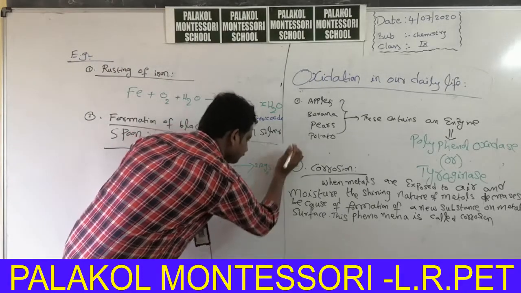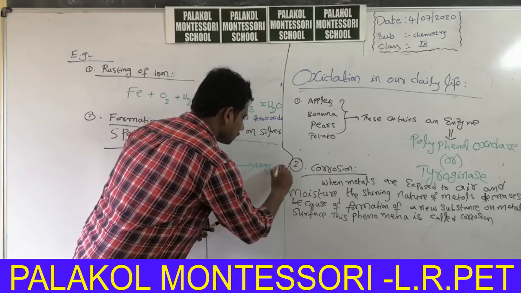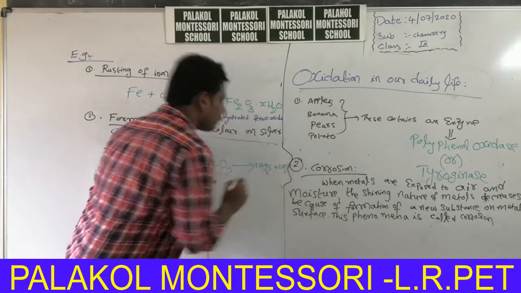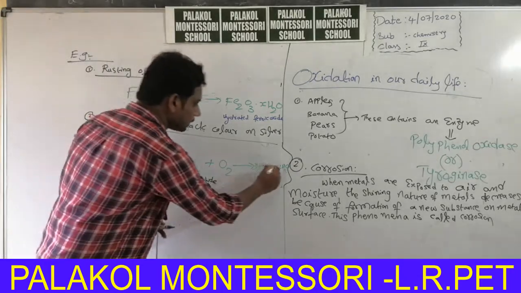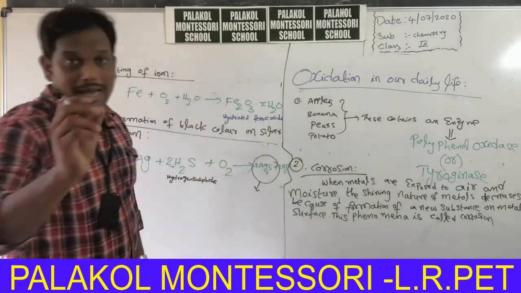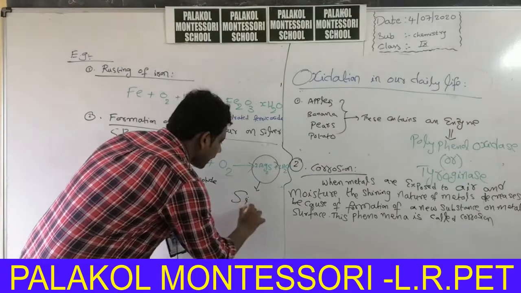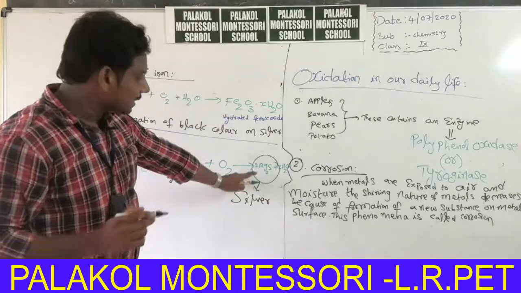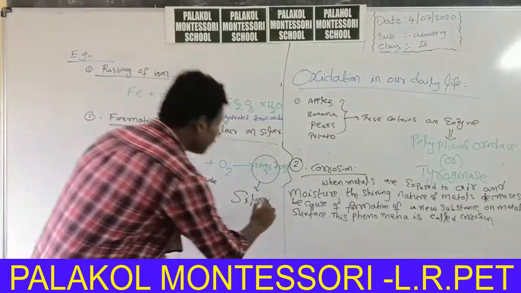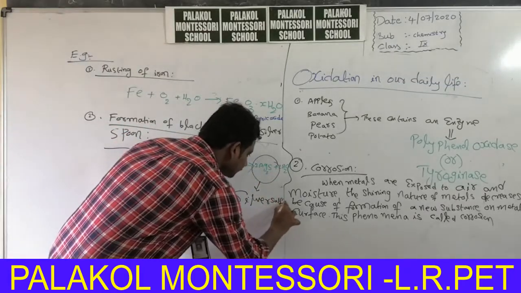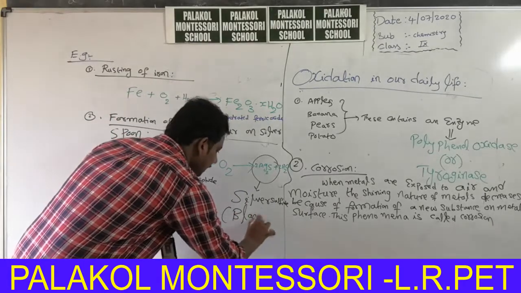2Ag2S plus 2H2O are formed. This equation is also balanced, and it is very, very important. The black color on the silver spoon is due to the formation of silver sulfide, which is black in color.